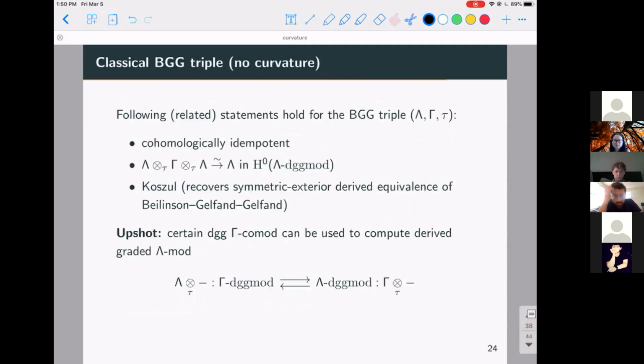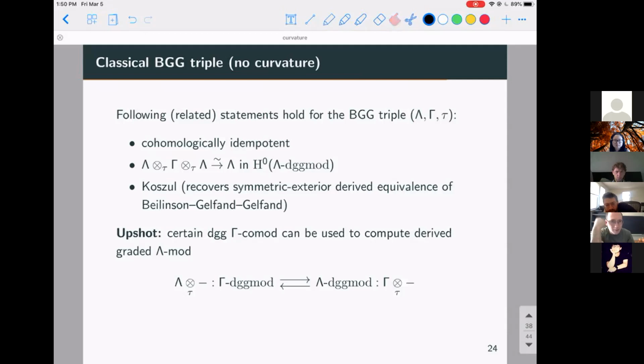I can say more if you're interested. There was a question in the chat, which is, are A and C curved in this previous slide? Yeah, that's what makes it hard to talk about the derived category.